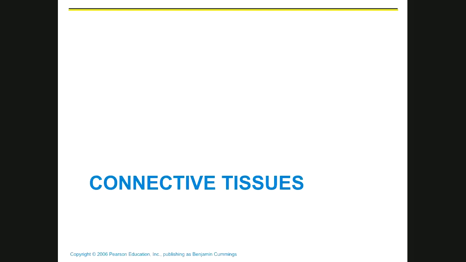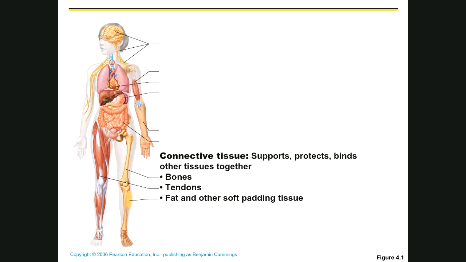So we're going to finish up talking about histology. We've already covered epithelial tissue, nervous tissue, and muscle. So all that's left is connective tissue. Well, connective tissues are a little bit different from the others, and that's why I saved them for last. There's a lot of them too. So let's look at some characteristics of them before we go any further.